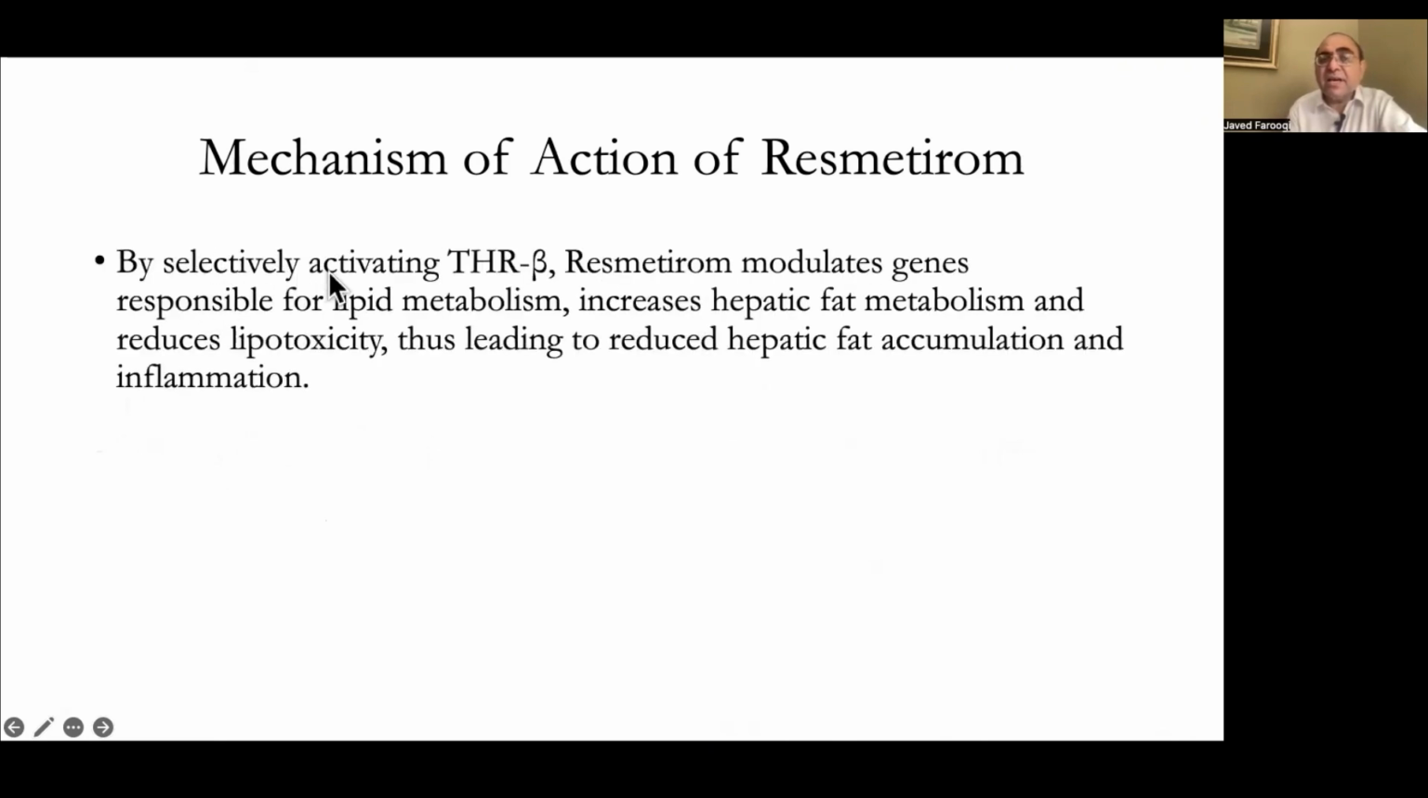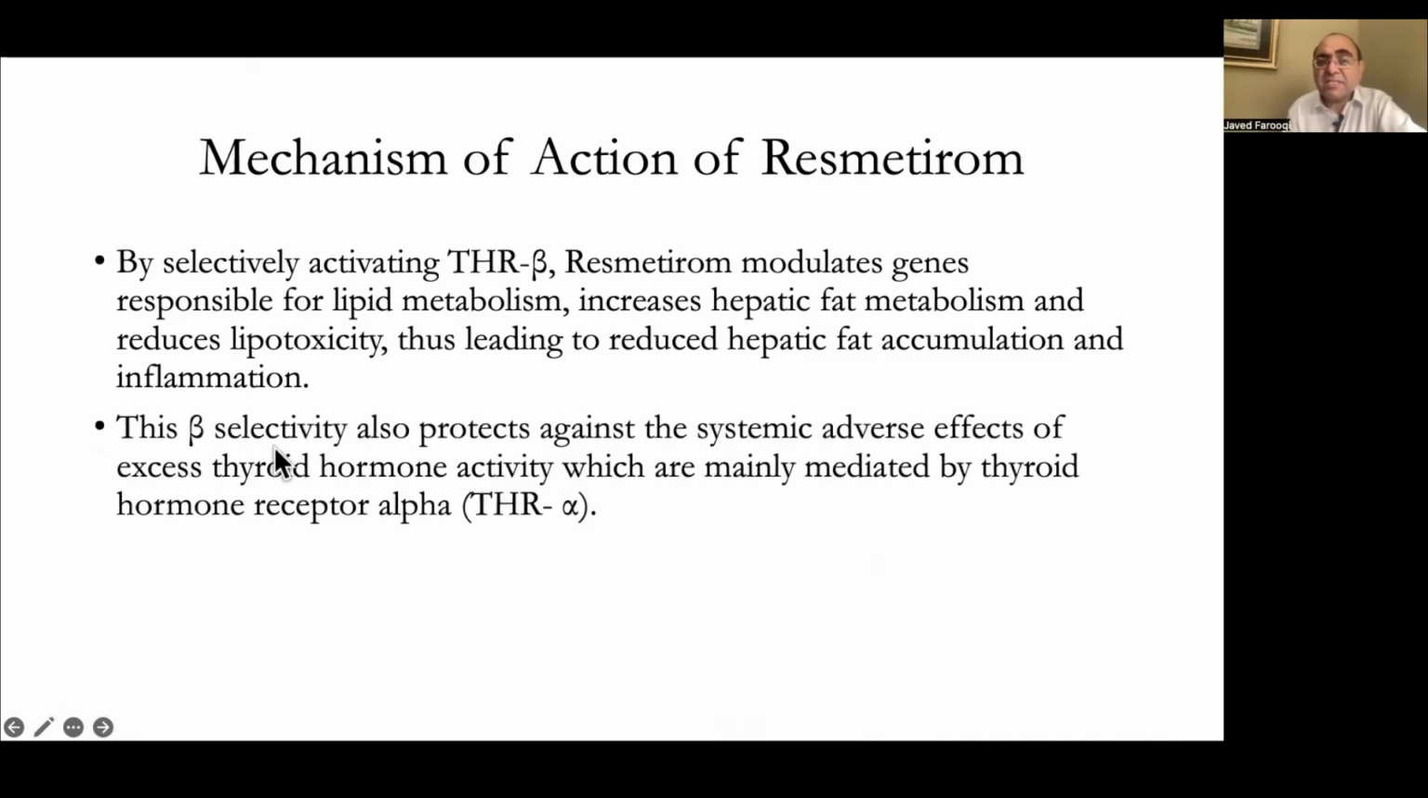By selectively activating THR beta, resmetirom modulates genes responsible for lipid metabolism, increases hepatic fat metabolism, and reduces lipotoxicity, thus leading to reduced hepatic fat accumulation and inflammation. This beta selectivity also protects against the systemic adverse effects of excess thyroid hormone activity, which are mainly mediated by thyroid hormone receptor alpha.